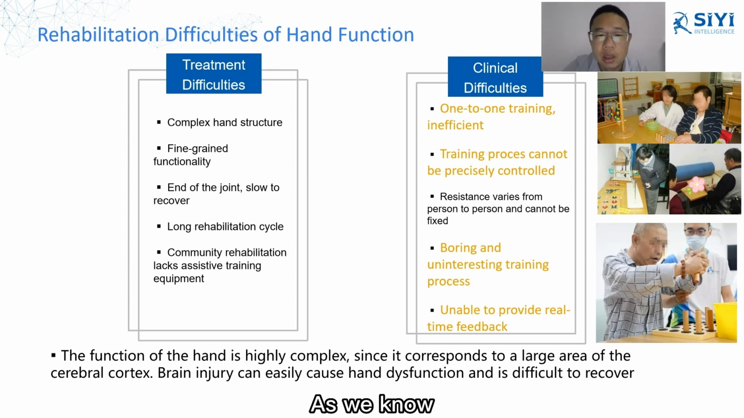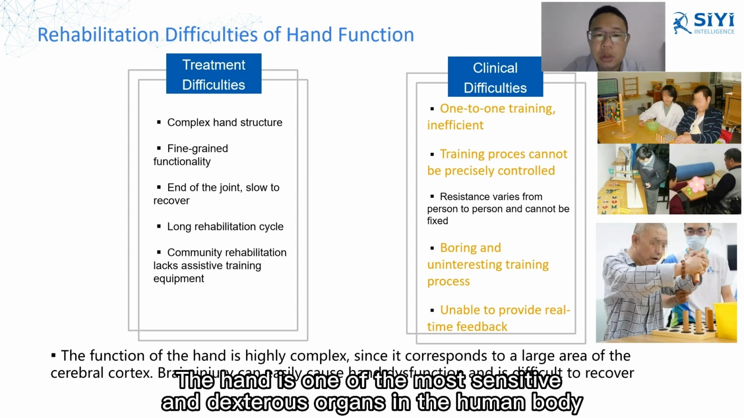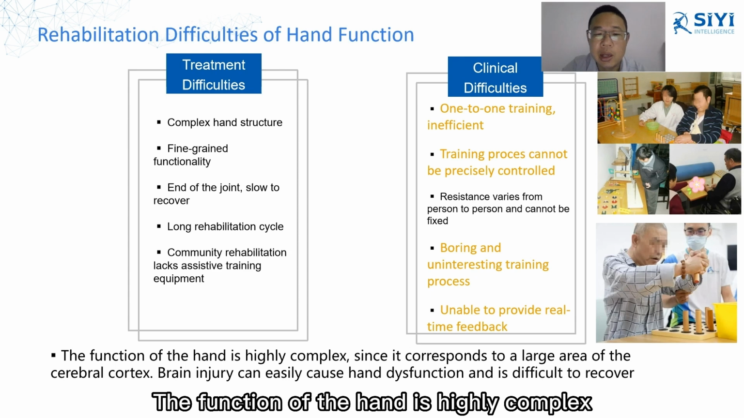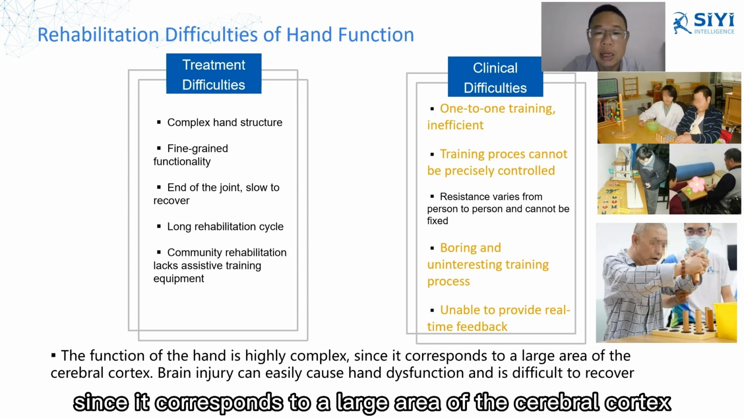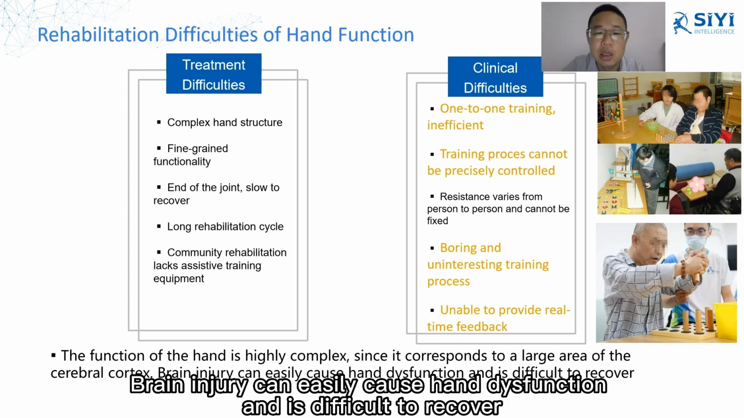As we know, the hand is one of the most sensitive and dexterous organs in our human body. The function of the hand is highly complex, since it corresponds to a large area of the cerebral cortex. Brain injury can easily cause hand dysfunction and is difficult to recover.